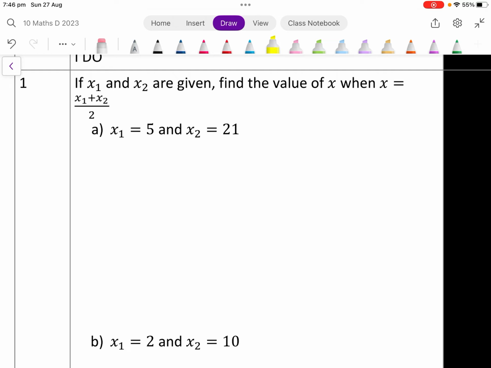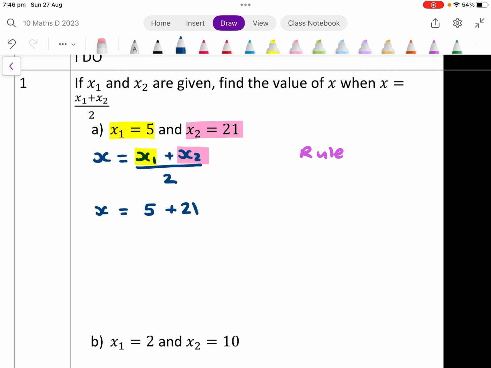So we have our x1 value here and our x2 value here. Our first step is to write out this formula of x equals x1 plus x2 all divided by 2. So we are writing out what our rule is here. Now what we're going to do is replace our x1 with the 5 and replace our x2 with the 21. So we'll have x equals 5 plus 21 all divided by 2. So we have now replaced our values.